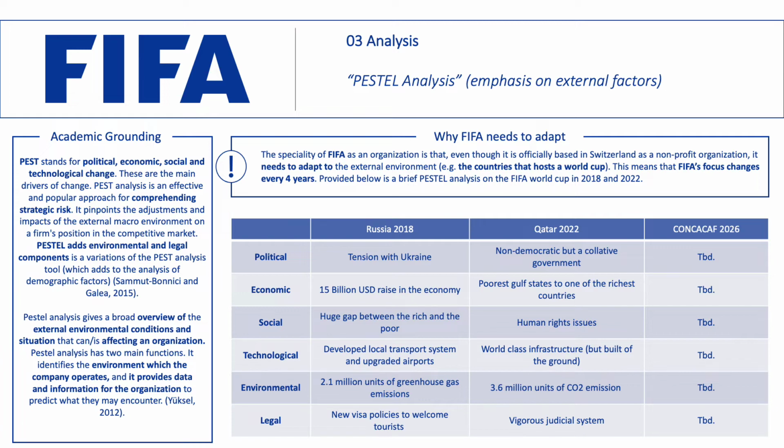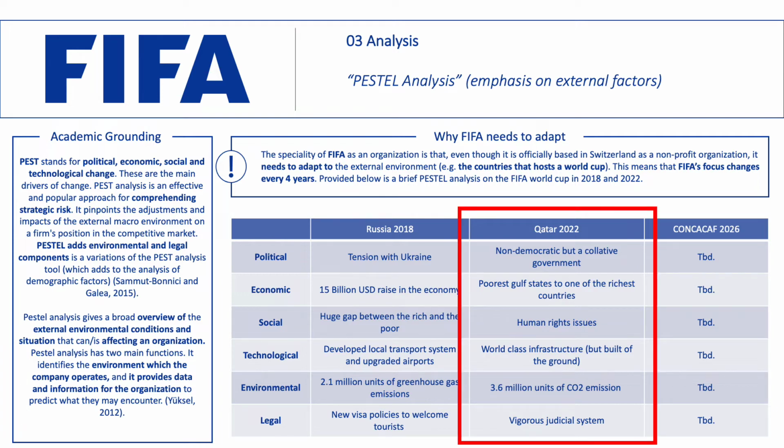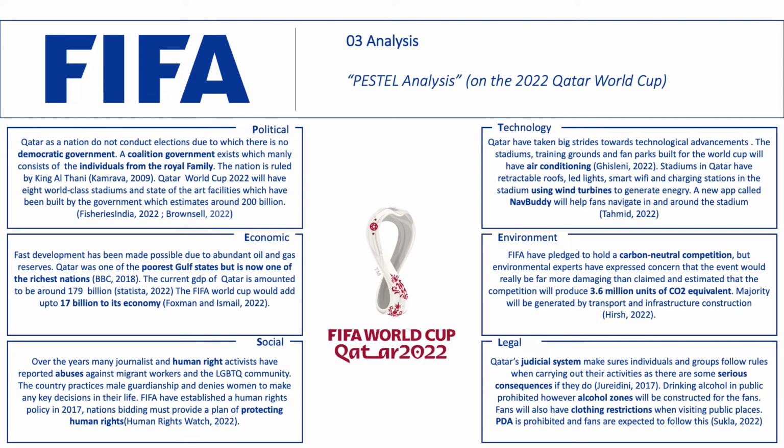As the Qatar World Cup is right around the corner, we will focus our PESTLE analysis on the Qatar World Cup. Qatar as a nation does not conduct elections, hence they do not have a democratic government. They have a coalition government which consists of individuals from the royal family. The government has invested a lot of money in the infrastructure of the Qatar World Cup, and this is estimated at around 200 billion.